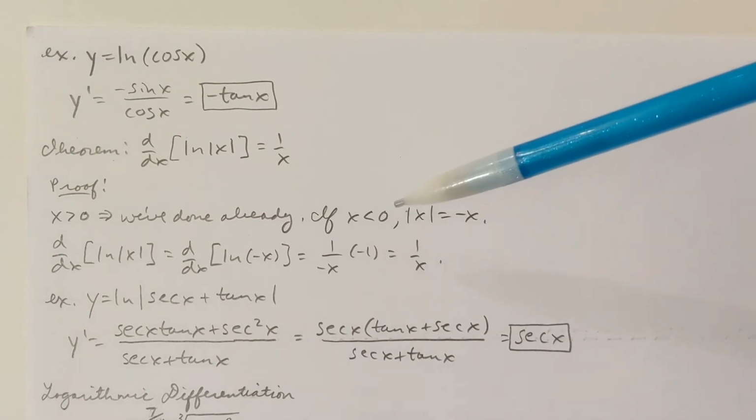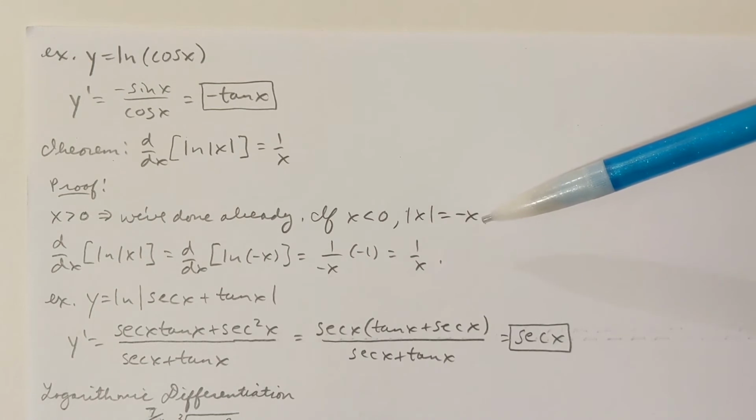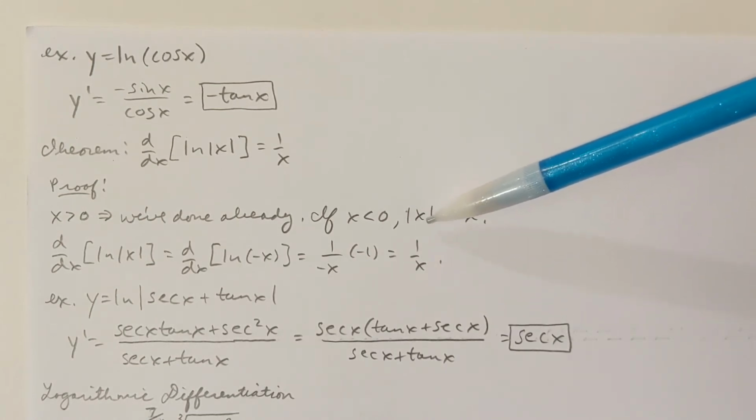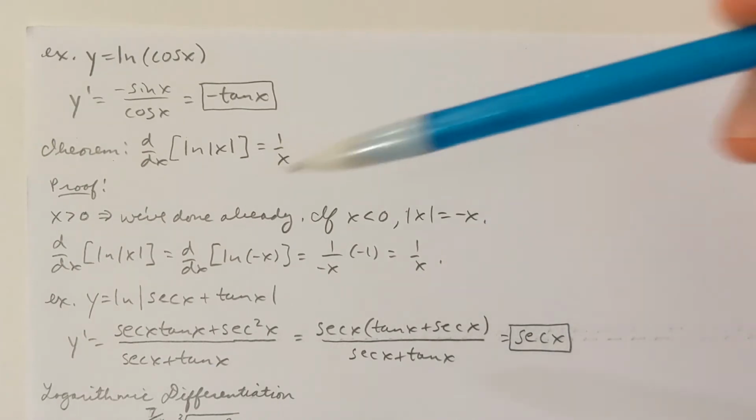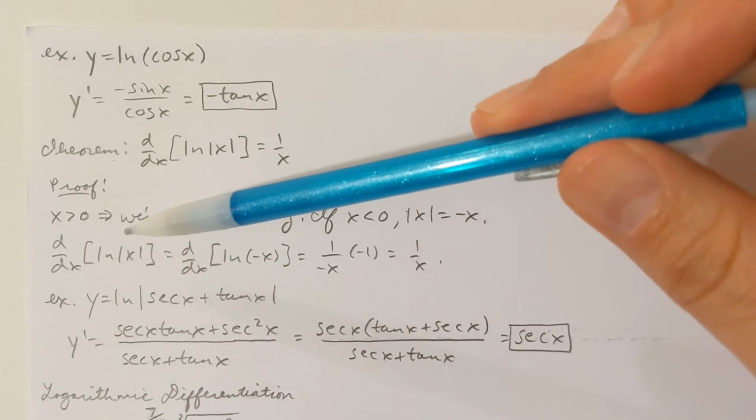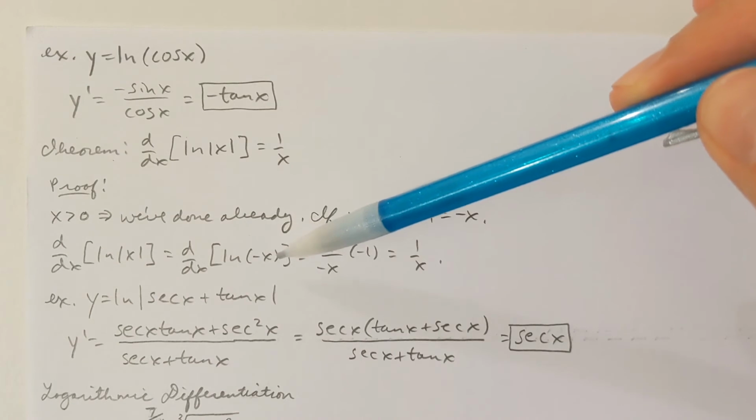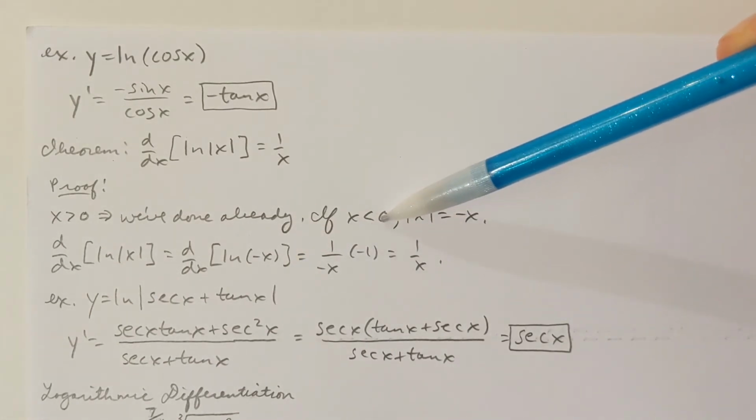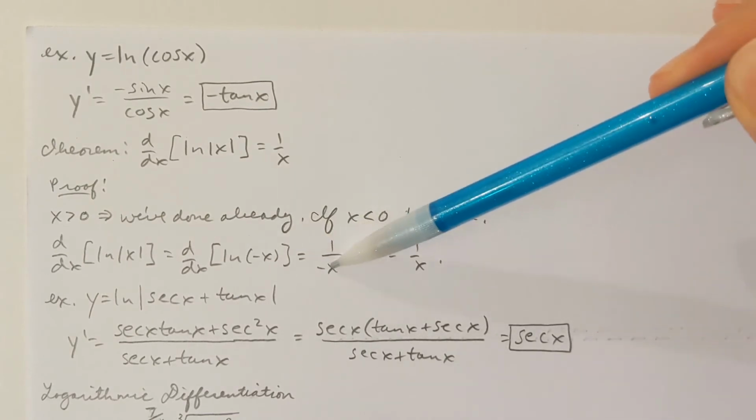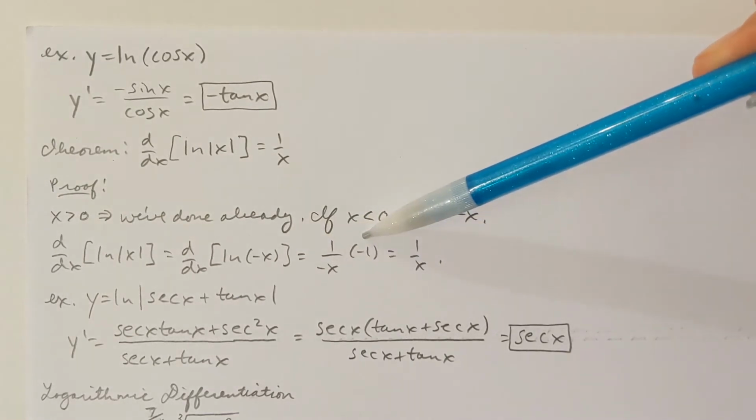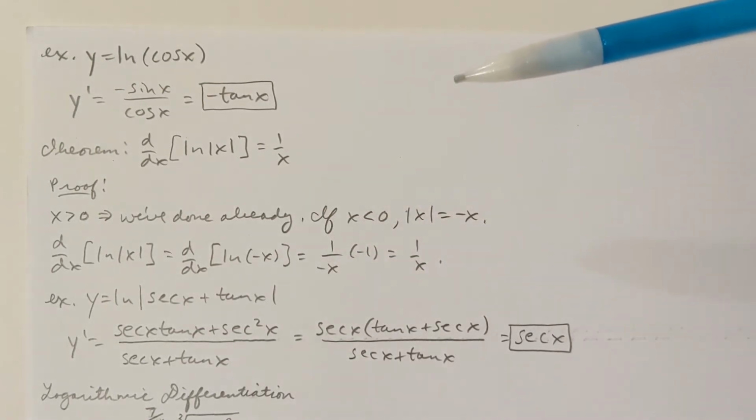Now, what if x is negative? Well, the absolute value of x would be the opposite of x if x is negative. Like if I ask you the absolute value of negative 6, I get the opposite of negative 6, which would be positive 6. So I'll use that here. The derivative of the ln of the absolute value of x would be the derivative of the ln of negative x, since we're assuming x is negative, and you use the chain rule. So the derivative of the ln of an expression is 1 over the expression times the derivative of the expression. The derivative of negative x is negative 1. The negatives cancel there, and so you still get 1 over x.